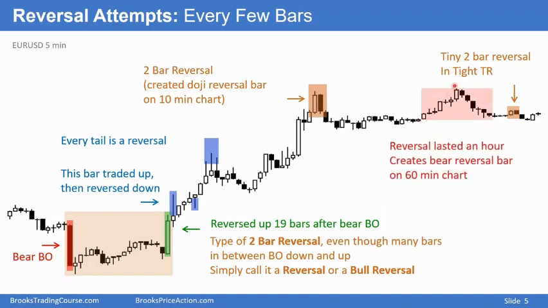The market went up and then it went down. This is a reversal, and on a higher time frame chart, like a 60-minute chart, this would simply be a doji bar, a bear reversal bar, up and then down. This would simply be a bar that opens over here, closes over here, and has a big tail on top up here.